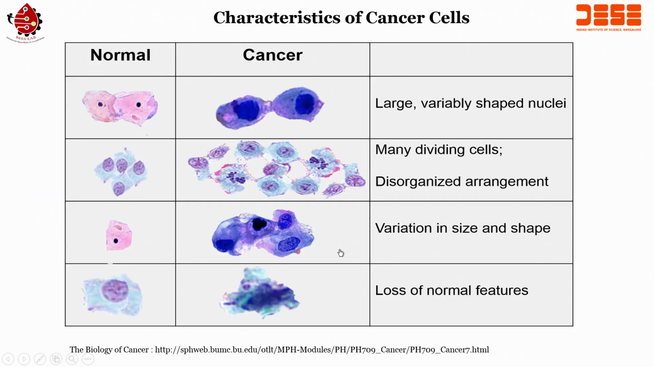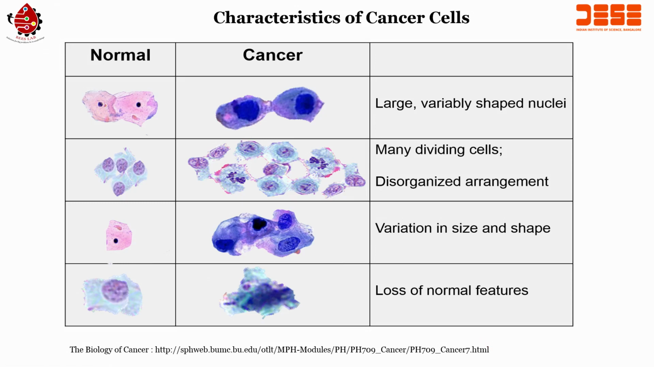Correct. Now, let us see further how the characteristics of cancer cells differ compared to normal cells, or in another language, how you will delineate normal cells with respect to cancer cells. So, there are several factors that we need to understand. As you can see here, these images are taken from the biology of cancer. The link is provided over here where you want to understand or read in detail.